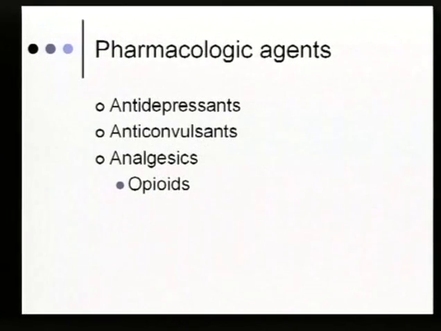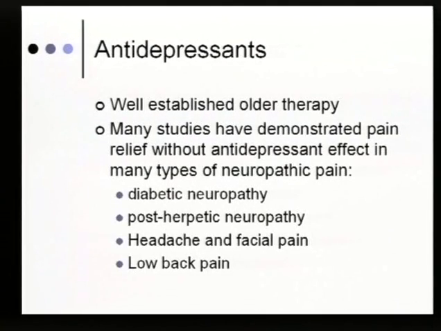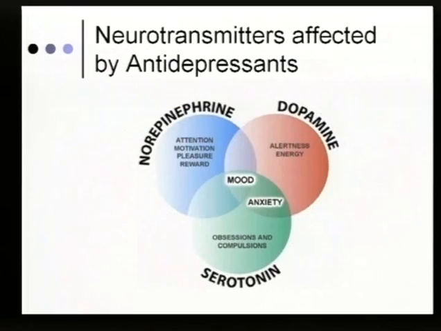So all the meds we're going to briefly talk about, and I think I can keep on track, are affecting these things. We have three main classes we're using: antidepressants, anticonvulsants or anti-seizure drugs, and analgesics, which include opioids. Okay, antidepressants are a well-established older therapy. They've been around for decades. These are the antidepressants that were around before Prozac. Not so good necessarily for treating depression because of the high side effect profile, but good for treating pain because we can use lower doses. And they've been proven beneficial for some of these various types of pain.